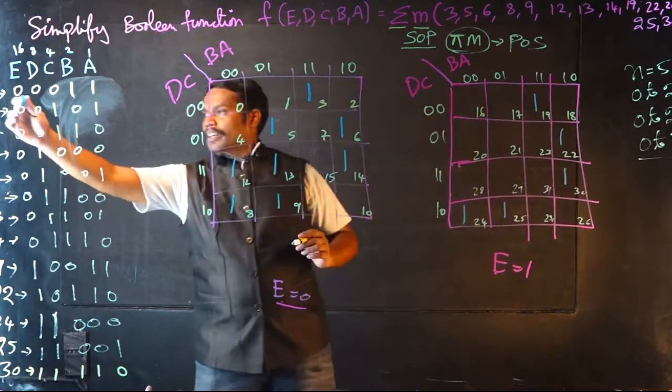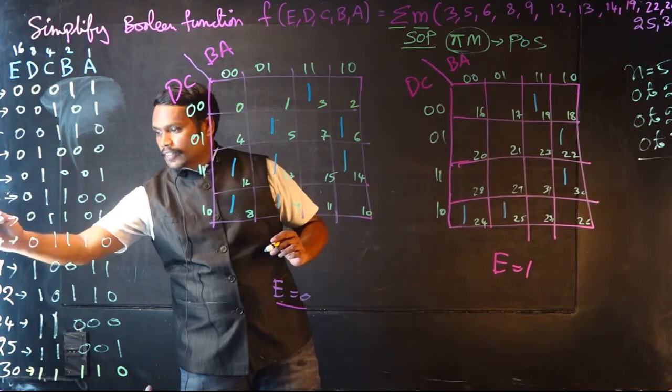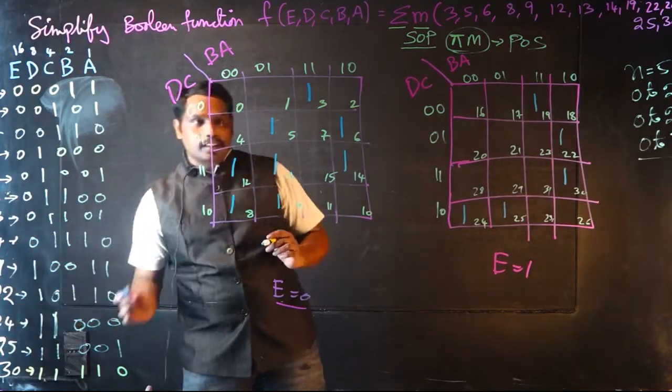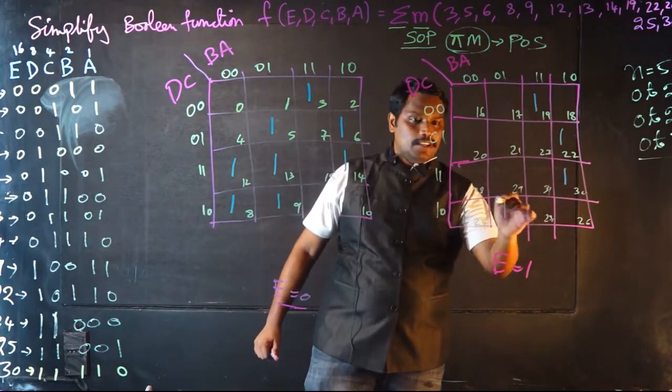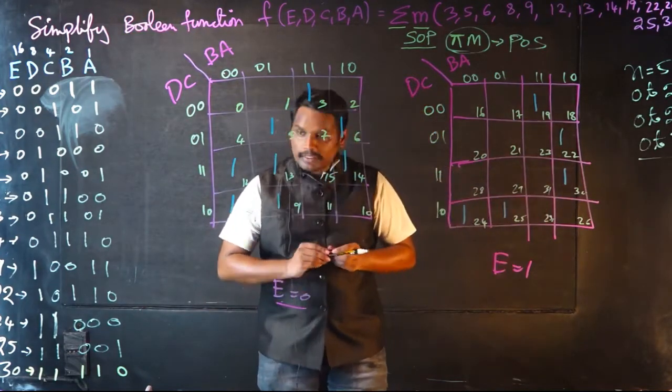So check how many minterms there are. 1, 2, 3, 4, 5, 6, 7, 8, 9, 10, 11, 12, 13. So one thing is missing.